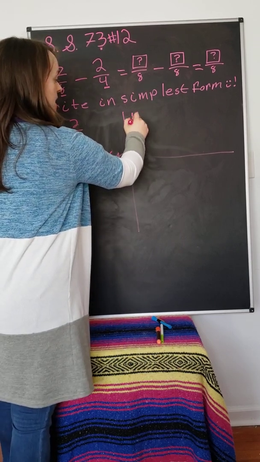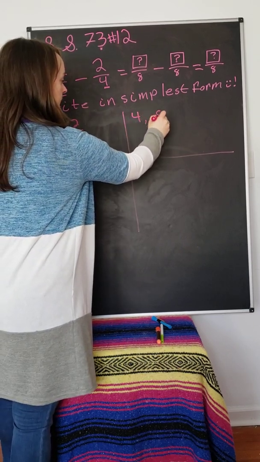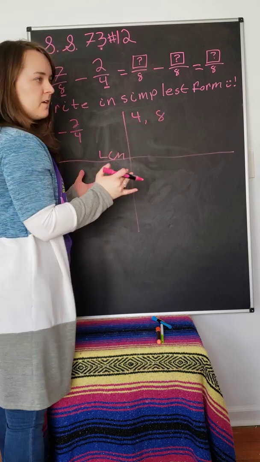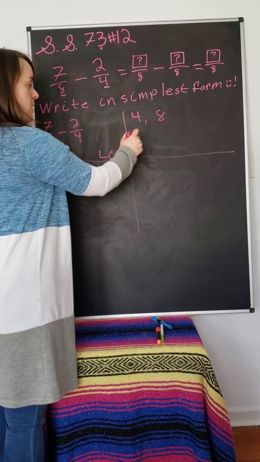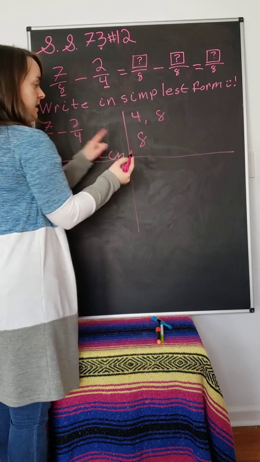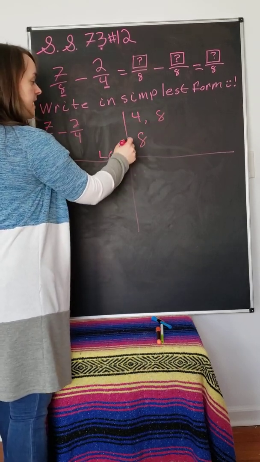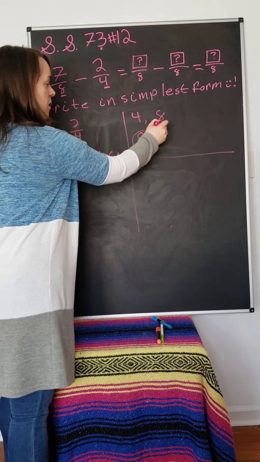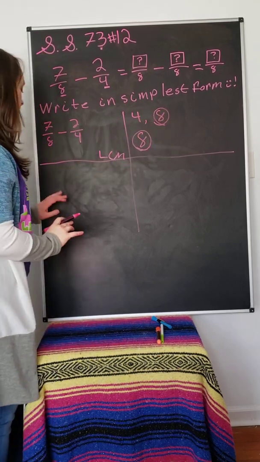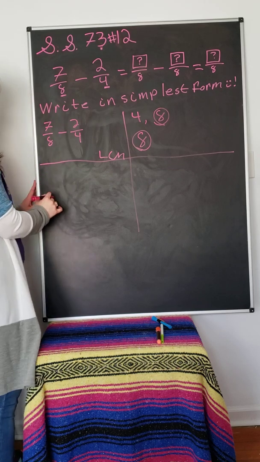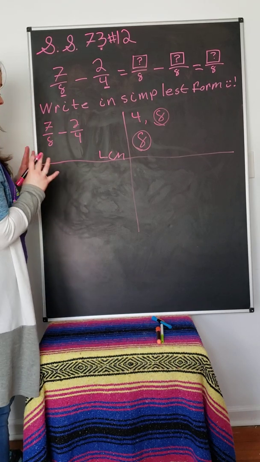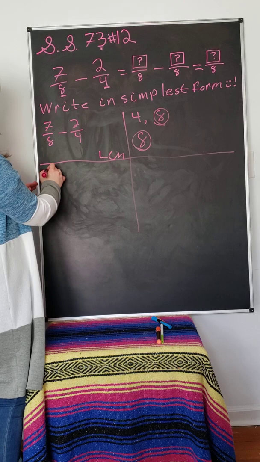So starting with 4, I got 4 and 8. I'm going to stop right there because for 8, it's just 8 right there. So 4 and 8 have 8 in common. And right here, I'm going to go down here and rewrite my problem. This is how you guys might be familiar with writing it like this.